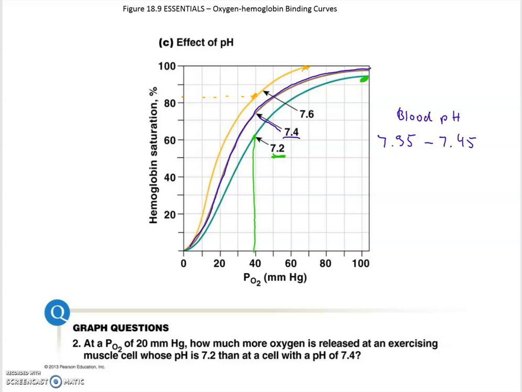Make sure that you understand the effect of pH on the oxygen hemoglobin binding curves. I put over here that the normal blood pH should be somewhere between 7.35 and 7.45, and you can see right from here that 7.2 and 7.6 are quite extreme. So this will be normal, and if you're falling outside of boundaries that far, that is actually pretty bad.